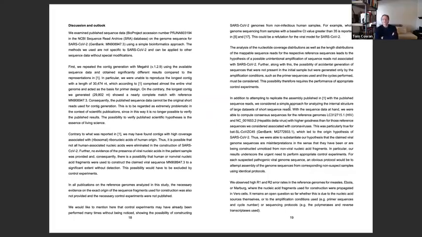"So first, we repeated the contig generation," contig is putting together the sequence into a longer contiguous sequence, "with MEGAHIT," that's the program, "using the available sequence data and obtained significantly different results compared to the representations. In particular, we were unable to reproduce the longest contig with a length of 30,474 nucleotides, which according to the paper comprised the entire viral genome and acted as a basis for the primer design."